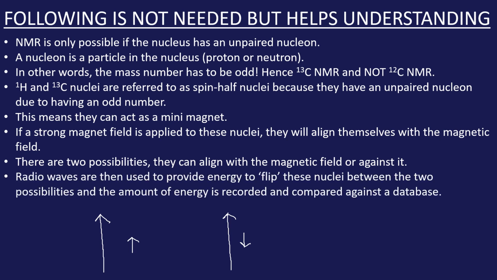And what we do is we apply radio waves to the sample, and the radio waves provide enough energy for these nucleons to flip between the two states. And what it does is it goes to the high energy state, and then when it relaxes back to the low energy state, that energy is measured. And this energy is compared against a database and goes, it was that much energy, it must be in this position, and therefore this kind of environment and these other atoms are around it. It'll make more sense as we go through it. But as I've said, you do not need to know the chemistry of that section there.